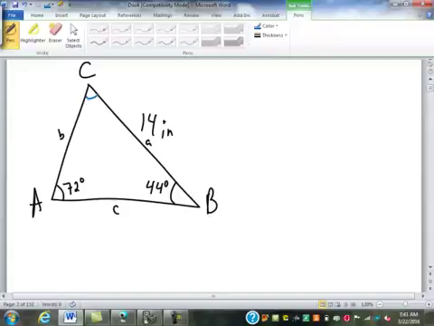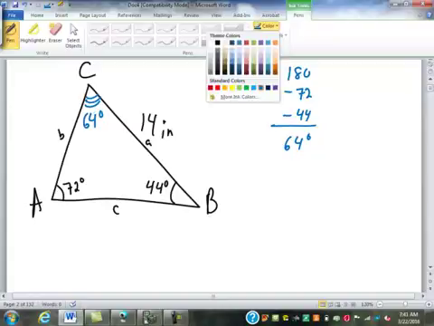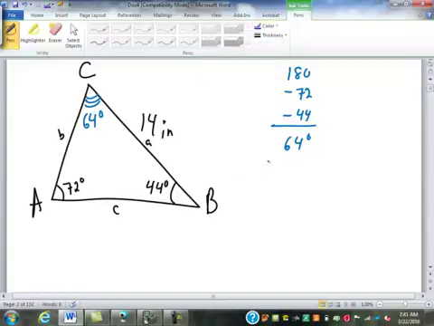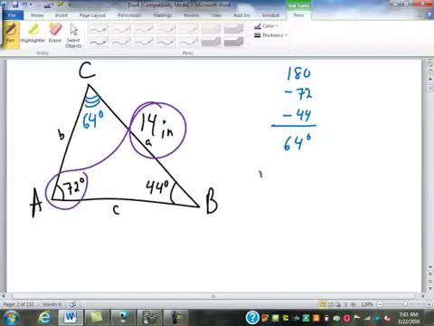Find C, real easy, doing what? You got 180 minus 72 and minus 44, which is what, 64 degrees? Look right? You got it. And that's what the first thing we have to look for is, do we have a side in its opposite angle or an angle in its opposite side? We do. We have the 14 and the 72 degrees. So you're exactly right. 14 over the sine of 72 degrees is a constant for this triangle.